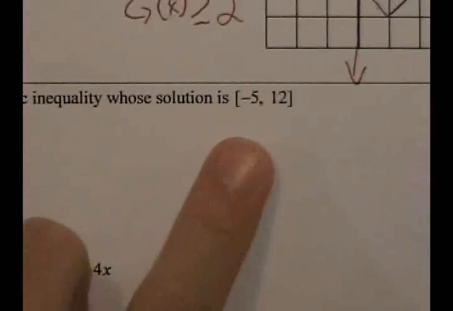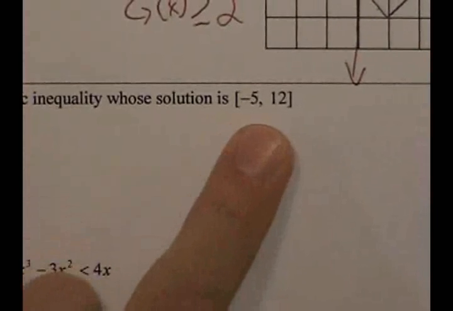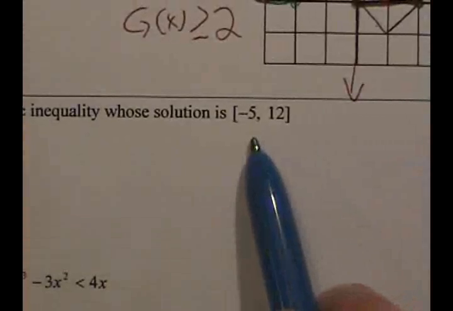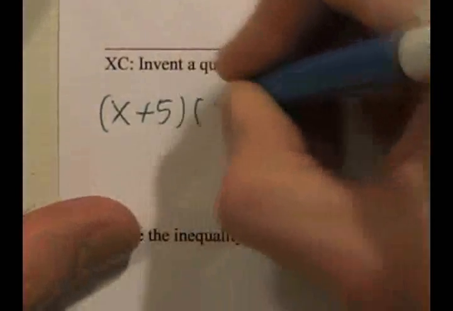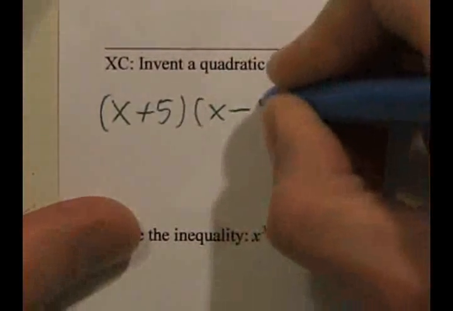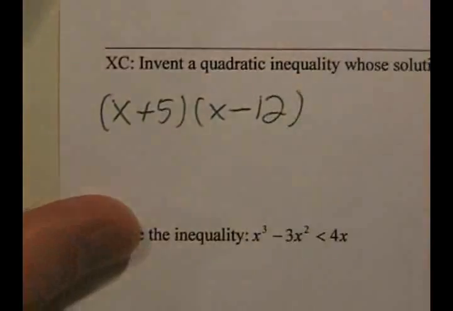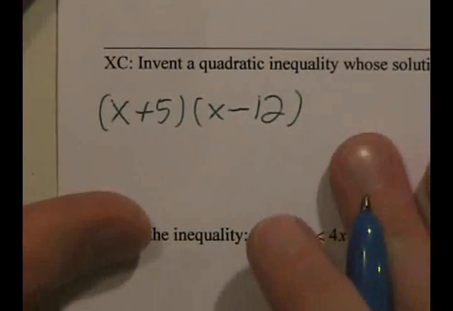Alright, the last extra credit. Invent a quadratic inequality whose solution is between minus 5 and 12. Well, if it's going to center around minus 5 and 12, when you factor it, let me write it over here. Minus 5 and 12, it'll be x plus 5, x minus 12 is greater than or less than 0.